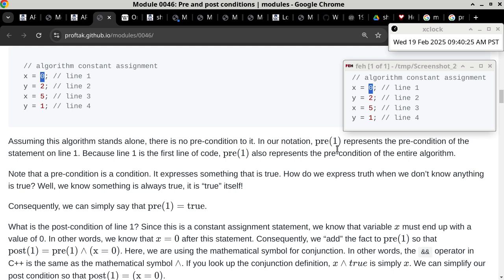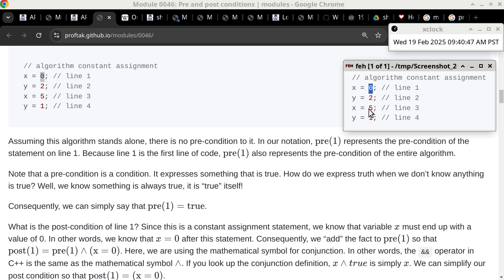Well, it's going to be true itself. Okay, so the precondition of line 1 is simply true, which says absolutely nothing about what we know about the variables. But that's kind of the whole point: we don't make any assumptions. Then we ask, what is the postcondition of line 1?